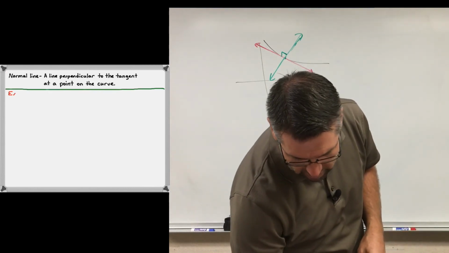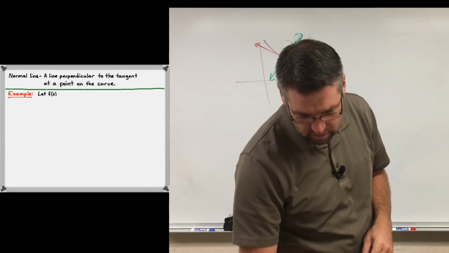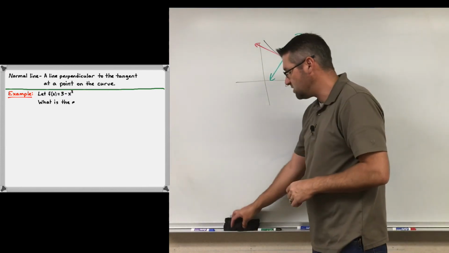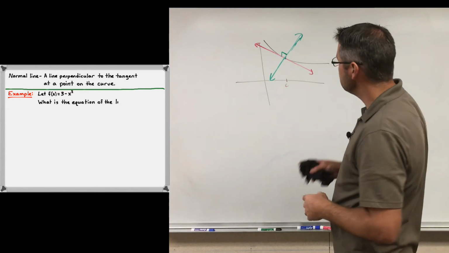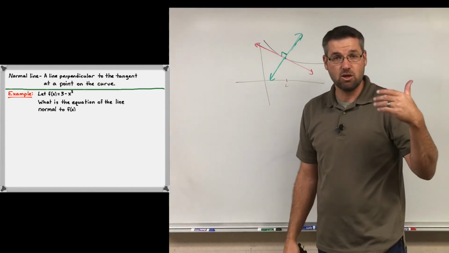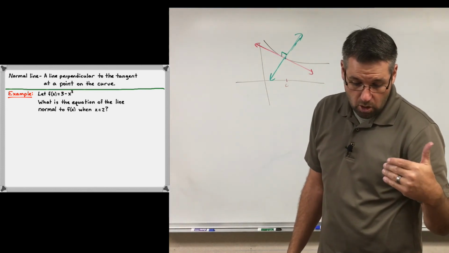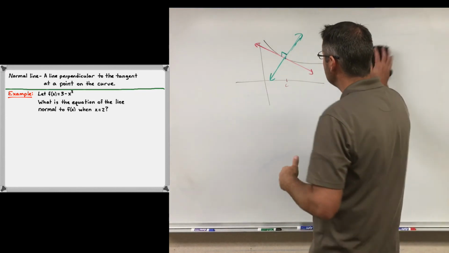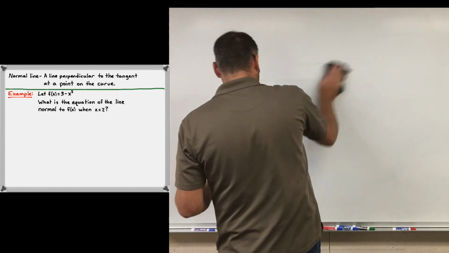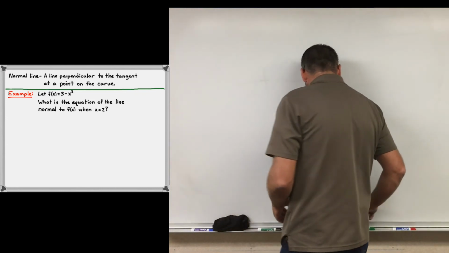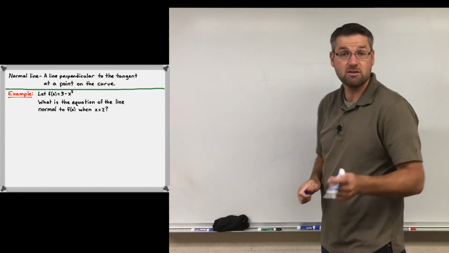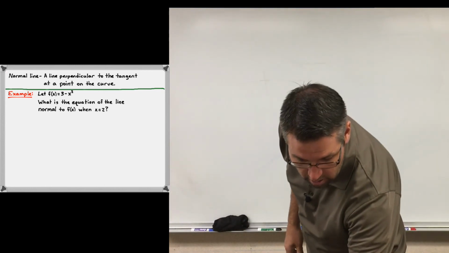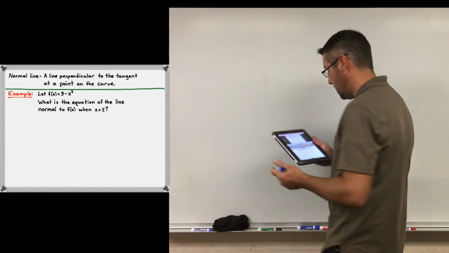Let's go ahead and take a look at an example of this. And the work is going to look very similar to what we just did. But instead of wanting a tangent line, I want a normal line instead, okay? So let's go ahead and work this through. And you guys should be familiar with how to find the slope of a perpendicular line, which means you know how to find the slope of a normal line.